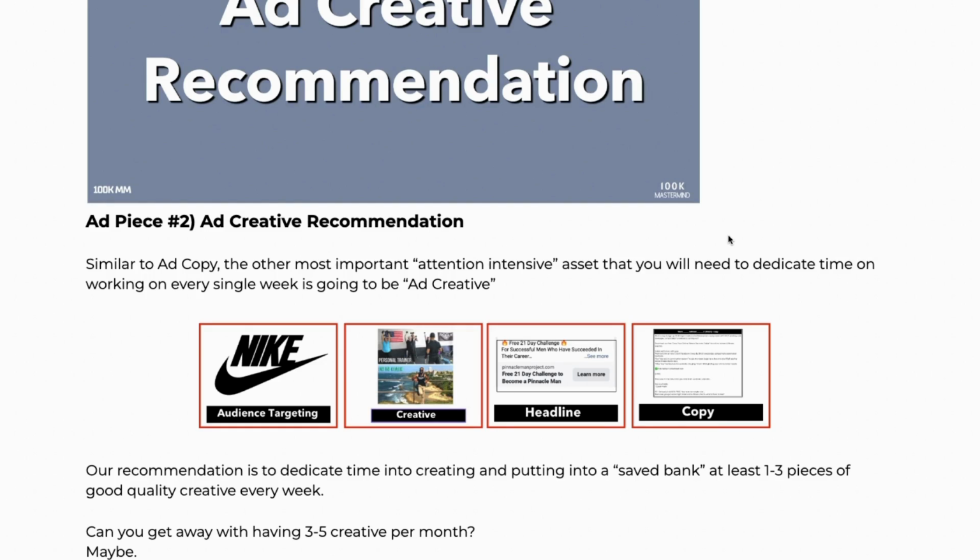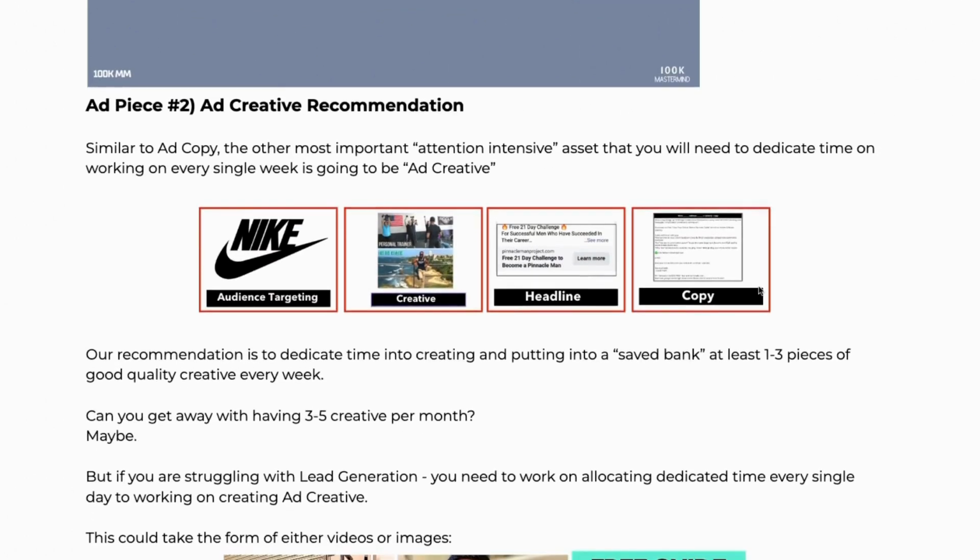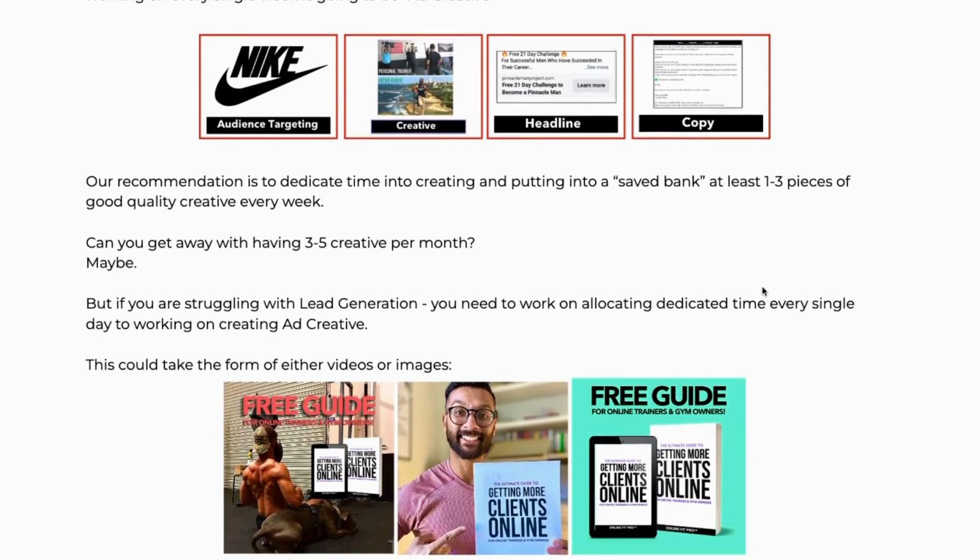And then once you get good at it, then obviously it's going to be easier for you to be able to do that behind the scenes. But again, if you're struggling with lead generation, you got to put in the work in order to actually get good at it every single day, right? And this could be either videos or images, right?